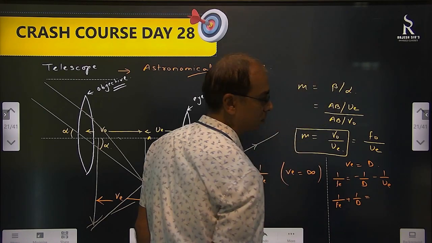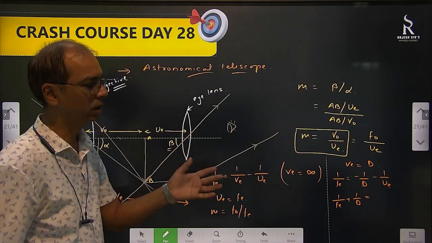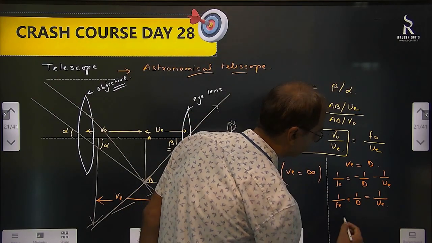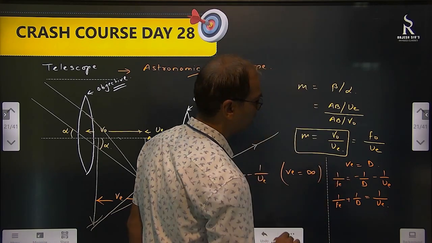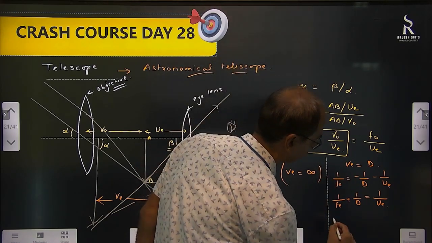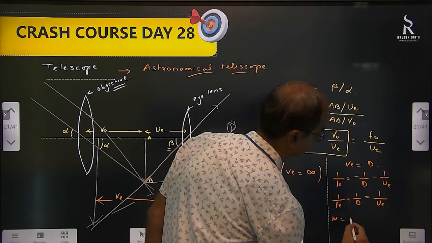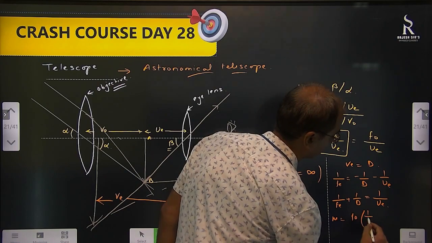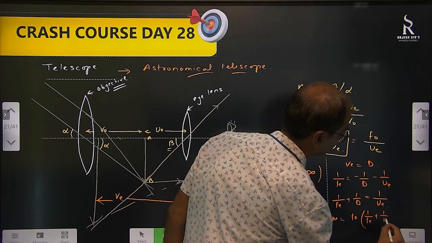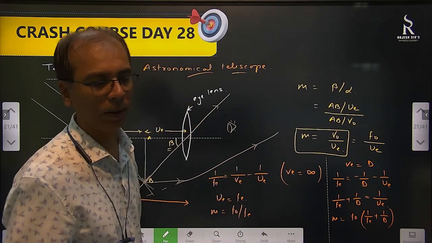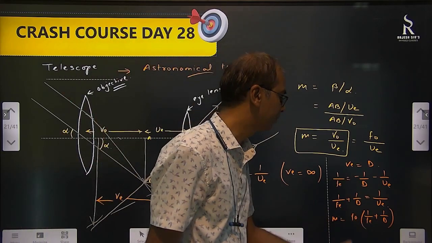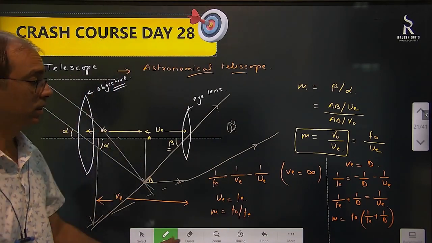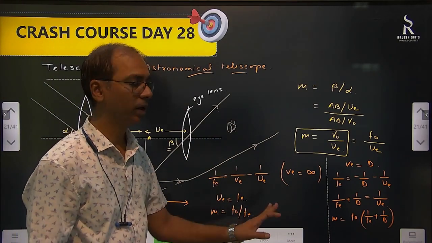And UV is also where? UV is also on the left side. So you can take it as positive. By sign conventions, what we are getting? Directly shall I place it over here? So our magnification is going to be FO into 1 by FE plus 1 by D. So when image is going to be formed at D, this is magnification, and when image is going to be formed at infinity, it is FO by FE. Now this is slightly different than microscope. So yes, this also we have to remember.